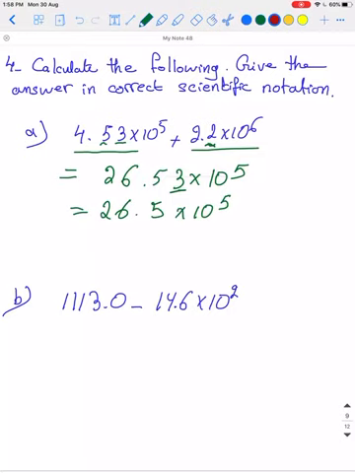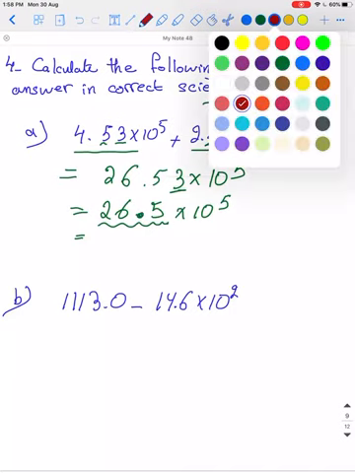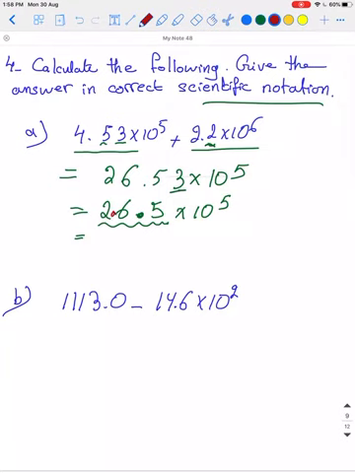Why? Because he wants it in correct scientific notation, so the answer also will change. In scientific notation, this number should be between 1 and 10. This is the original decimal. I want it to be here. So the displacement from the original is two times to the right, so this will be written 2.65 times 10, and still we have this one, so times 10 to the power of 5.